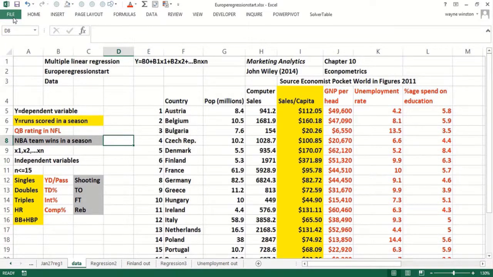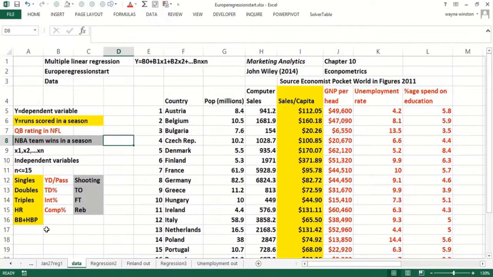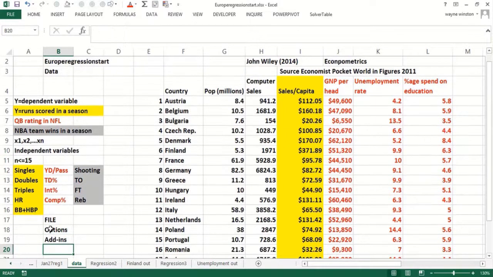So how do you add the tool to run regression? It's under the Data tab, Data Analysis. But how did I get that? Okay, I go File, Options, Add-ins, and you check the Analysis ToolPak. There's two choices; you check the first one. And that should bring it in for you.